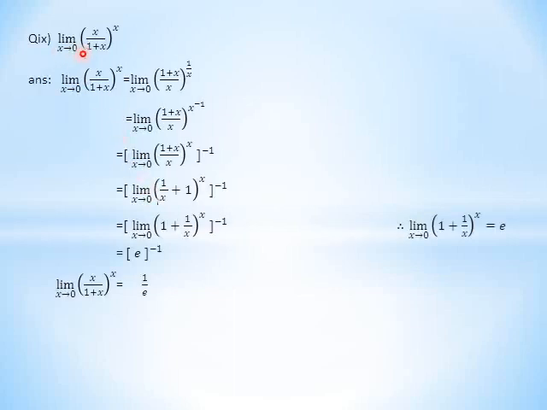Now the 9th part. Limit x tends to 0 of (x upon 1 plus x) raised to the power x. This is the 9th part. So limit x tends to 0 of ((1 plus x) upon x) raised to 1 upon x. What did I do? I just took the reciprocal of the numerator and denominator, so the power should be reciprocal as well. So 1 upon x.